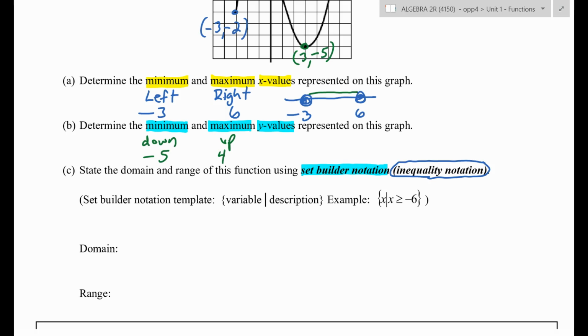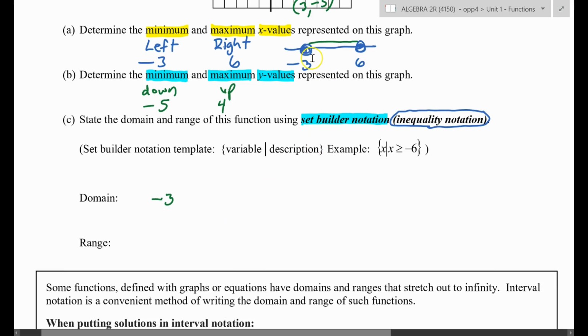Starts at -3. Do I include -3? Is -3 part of the answer? So I go less than or equal to. I put the x in the middle, and where does it end? With a less than or equal to. Now, the only difference between writing the inequality and writing the set builder is this. What variable is in that inequality? You put an x in front with a nice vertical line, and you put the curly brackets around the whole thing.